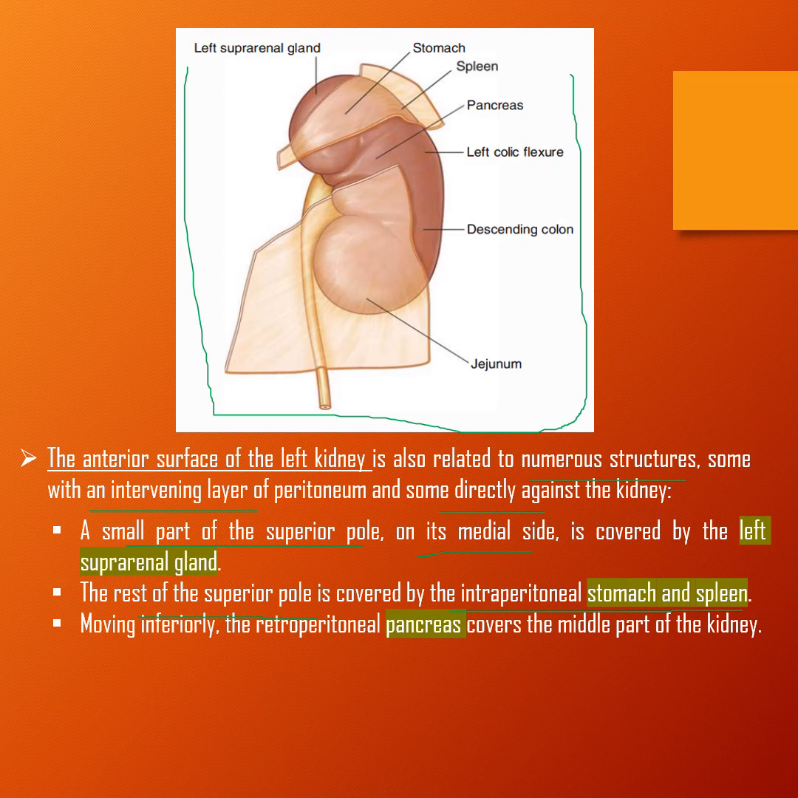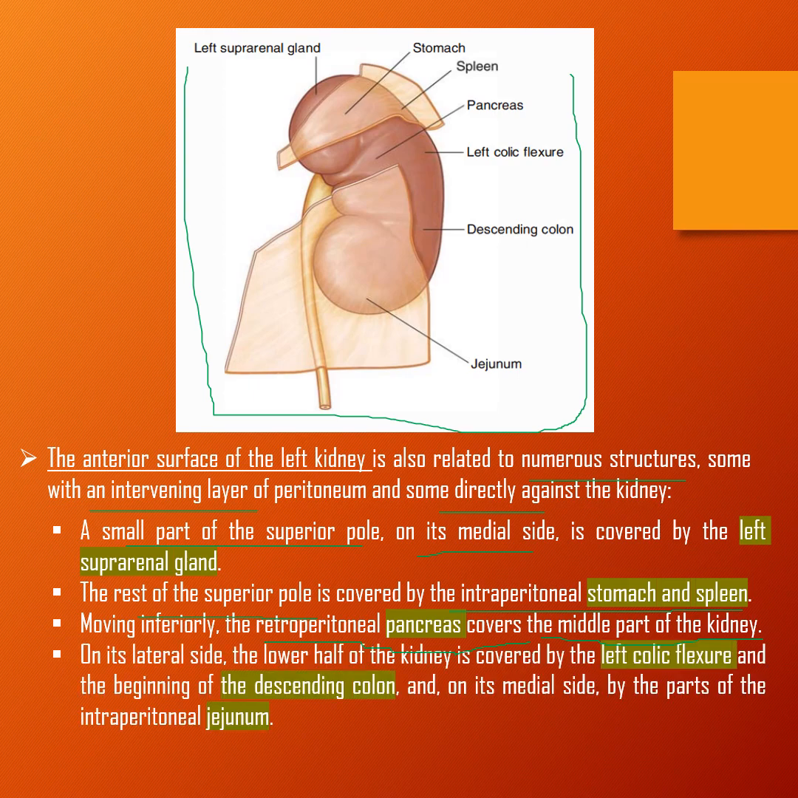Moving inferiorly, the retroperitoneal pancreas covers the medial part of the kidney. On its lateral side, the lower half of the kidney is covered by the left colic flexure and the beginning of the descending colon, and on its medial side by part of the intraperitoneal jejunum.